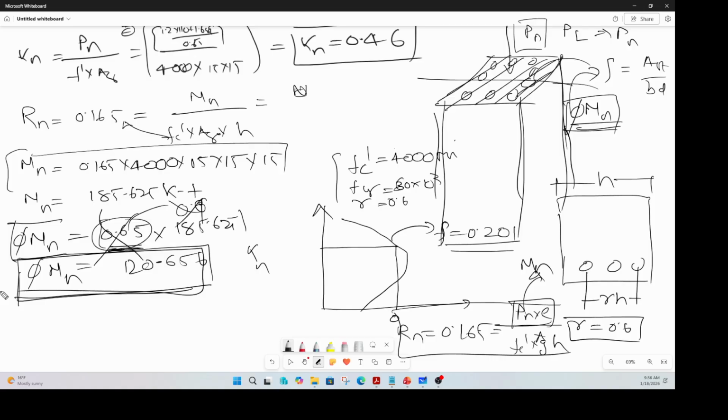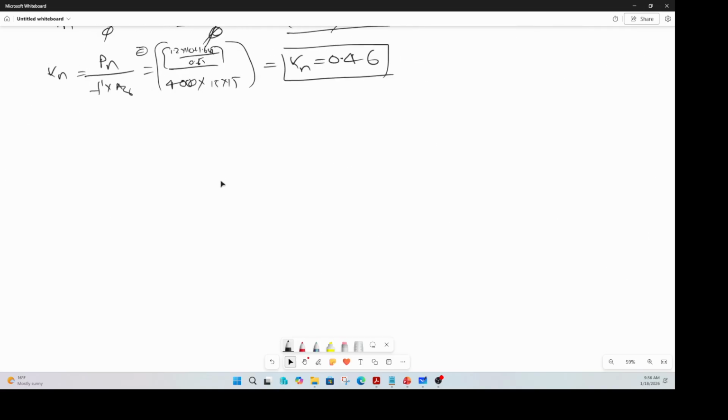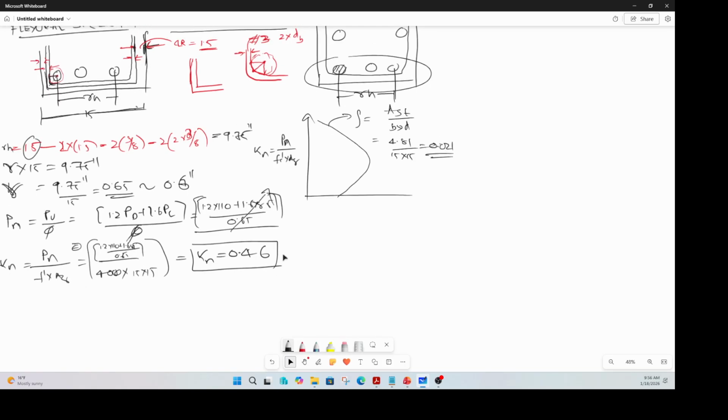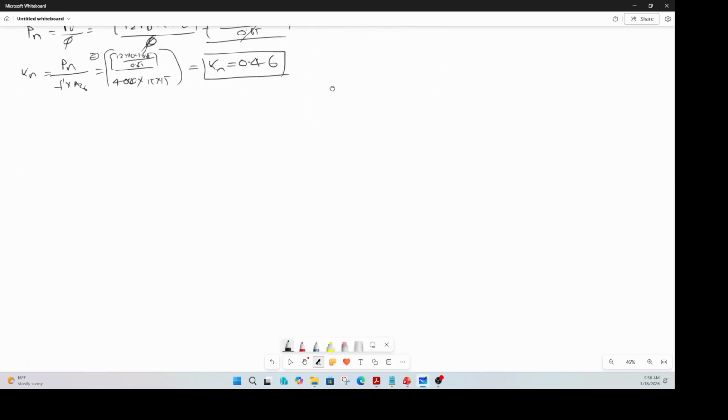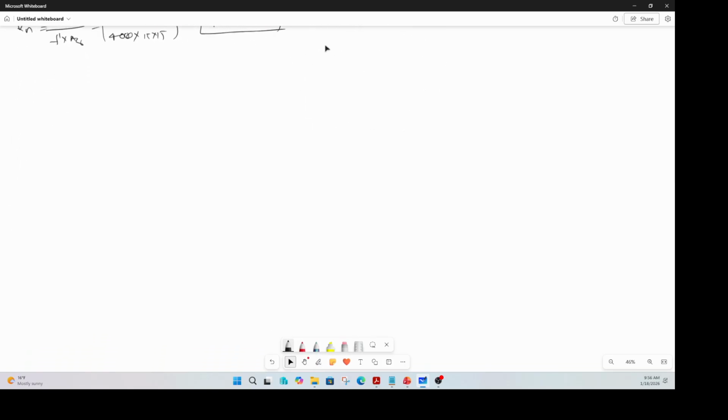Okay, so that is what we did, and that is the recap for this particular problem here. Let's move on to the last problem. Interesting problem here.